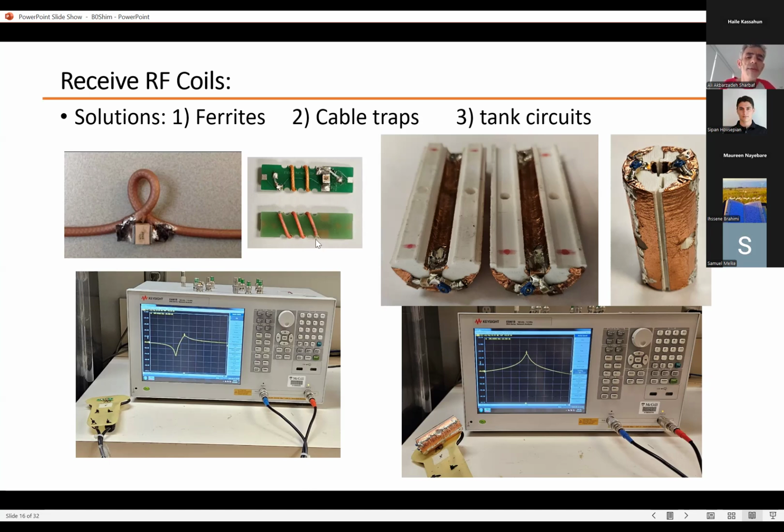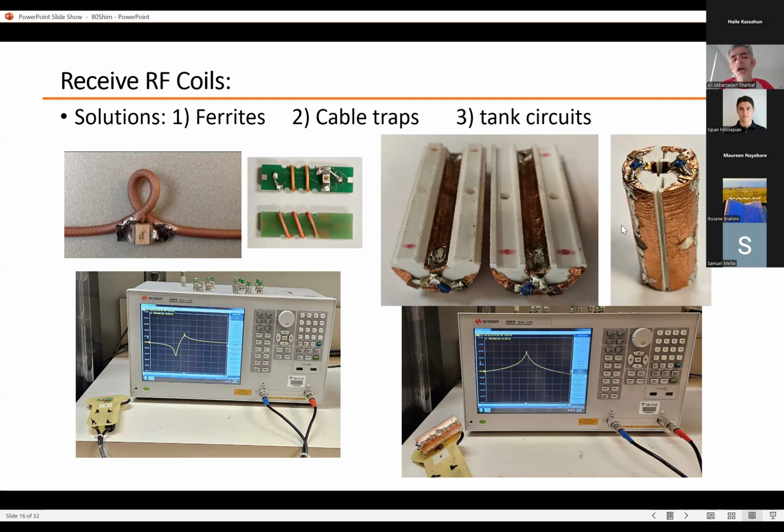Once we build the cable trap, we have to adjust it because a cable trap is, again, a kind of filter, a kind of LC circuit. It has a resonance frequency, and that resonance frequency has to be the same as the Larmor frequency. So again, we use the dual pickup loop to measure the resonance frequency of the cable trap and adjust it to the Larmor frequency.